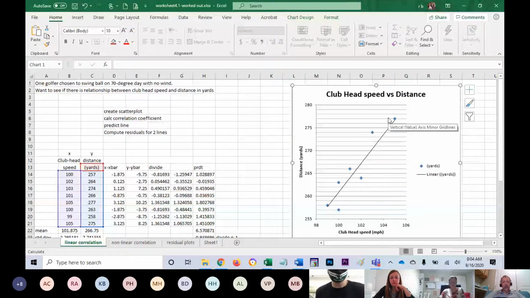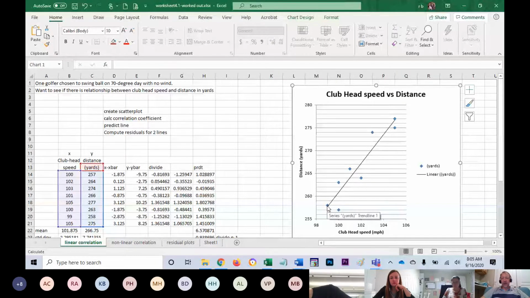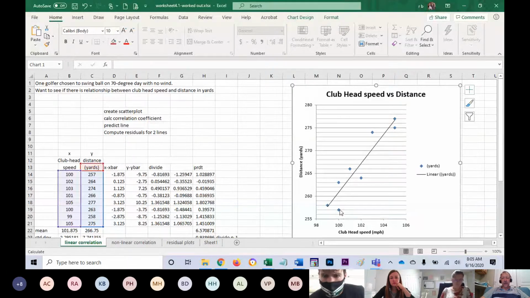Now you'll notice some of the points are right on the line, like this point here is right on the line, and that point at the end is on the line. The rest of these points are off, okay? Now the question is, which is the best line you can draw? So there's three lines you could draw.